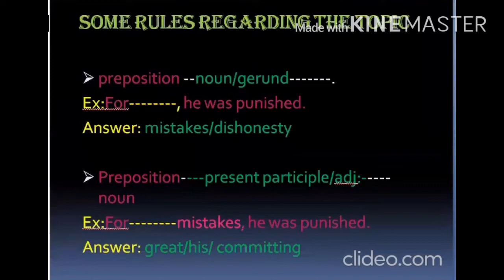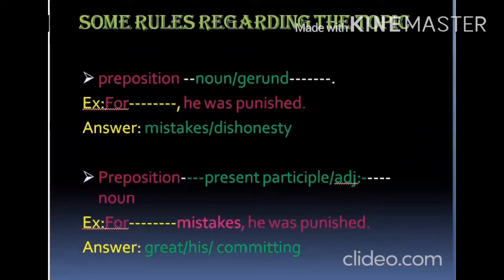My next rule is that the gap comes immediately after a preposition. Okay, immediately after a preposition. So in that case, you can apply here a noun or gerund. Here my example: blank, he was punished. I have written the answer: for mistakes, for dishonesty.